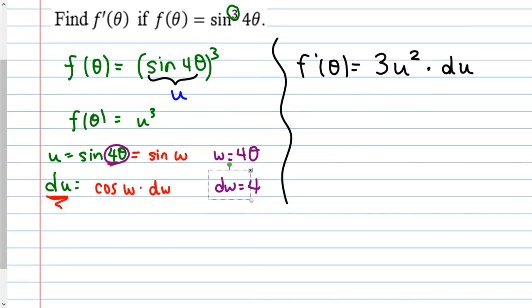So let's put that all together. All right, so du is the cosine of W, which is 4 theta, times dW, which is 4. And as predicted, it's just the coefficient of the variable getting multiplied in the front. So 4 cosine 4 theta. So this is my du. Okay, so u. Well, actually, let me erase this.